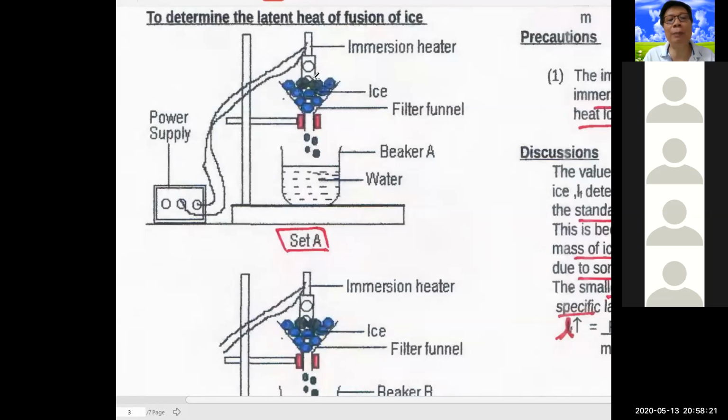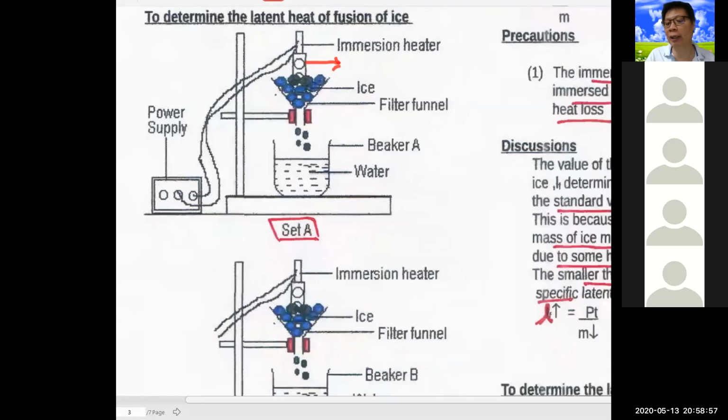If you don't fully cover it, the heat can be lost. You see the heat run away from here. Heat loss means the heat is not used to melt the ice. That's why your experiment is wrong. So the ice must fully cover the heater, so that we can reduce the heat loss. Understand or not? Okay, now there is another set of experiment.